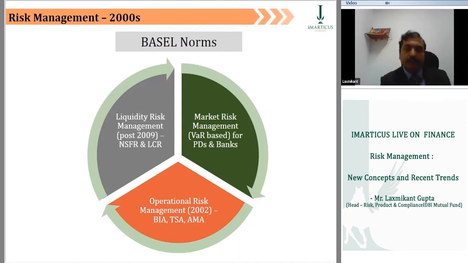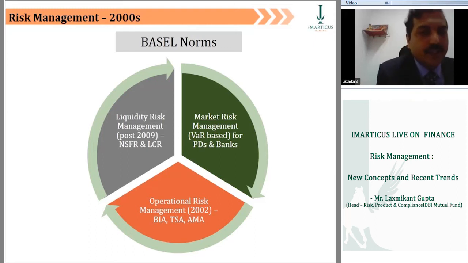Liquidity risk management was introduced post the 2008-2009 Lehman crisis, and the focus of Basel was on two liquidity ratios: the net stable funding ratio and the liquidity coverage ratio. The net stable funding ratio was more to do with long-term debt leverage and long-term stability of the bank, while the liquidity coverage ratio was more to do with current and quick ratios, basically to take care of the liquidity requirement over a month's period. And of course, for market risk management, value at risk based guidelines were already there, which were further refined.